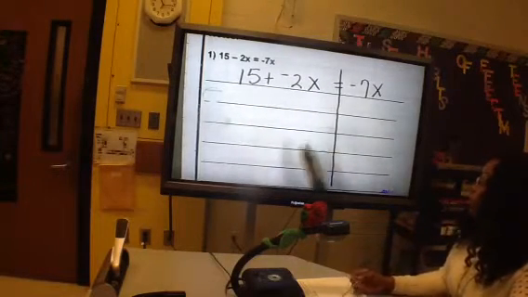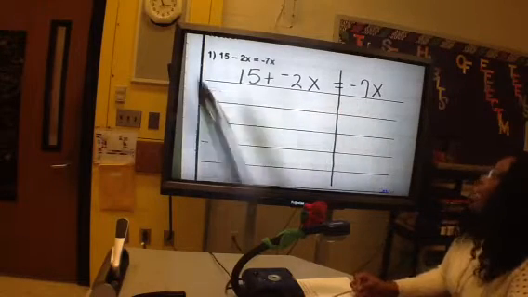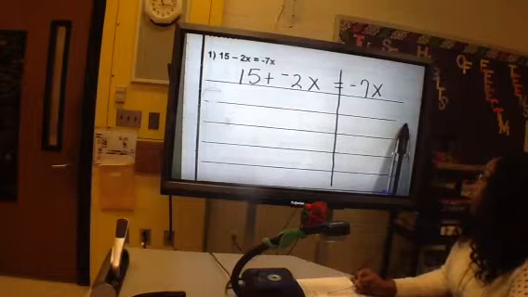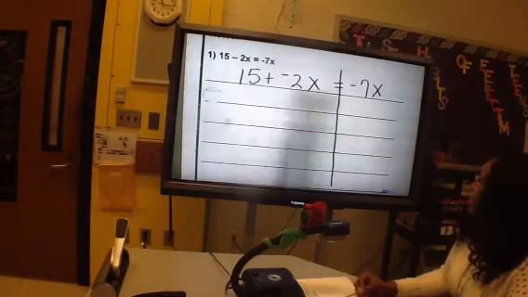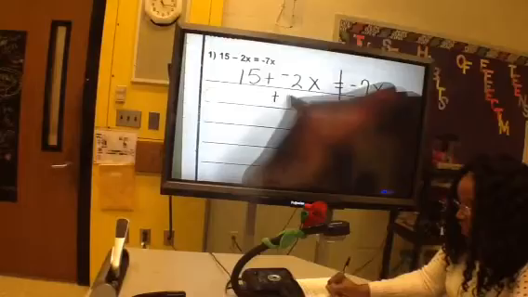So what I want to do is I have 15 plus negative 2x equals negative 7x. I need to move this negative 2x across this equal sign because I want to solve for x, so I have to isolate it by itself. I have to get it on the side by itself. Since it's a negative, I'm going to add 2x to both sides.